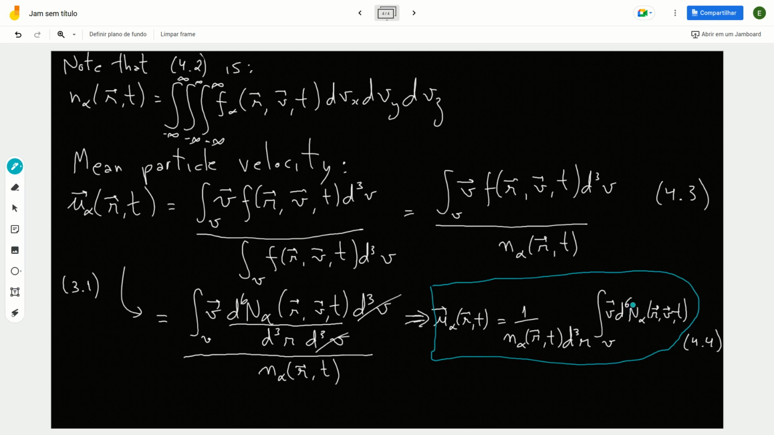Basically we are taking all the particles, and this is just counting the number of particles in this volume element, multiplying it by v and integrating in v. So I'm counting the number of particles with v velocity at this position and multiplying it by v. So this is the sum. Then we have to divide by the number of particles in this volume element to get the average.